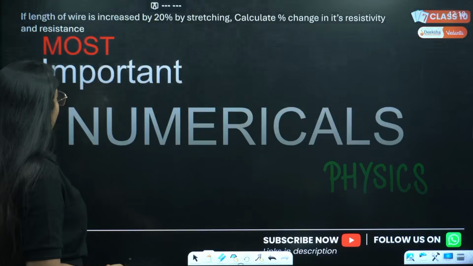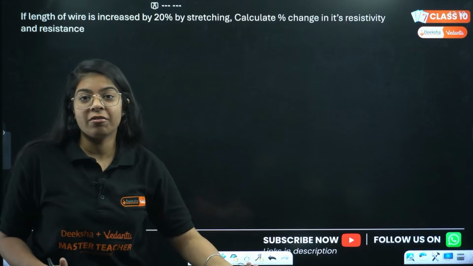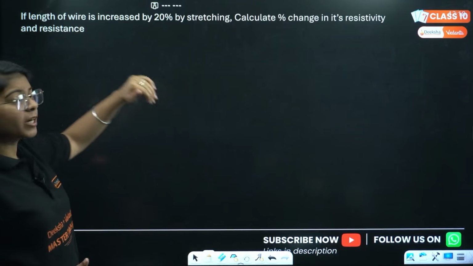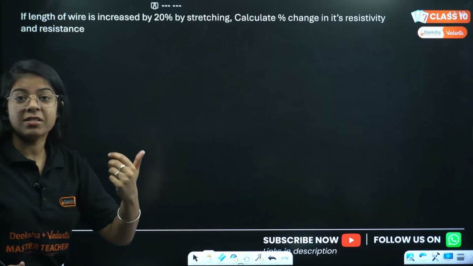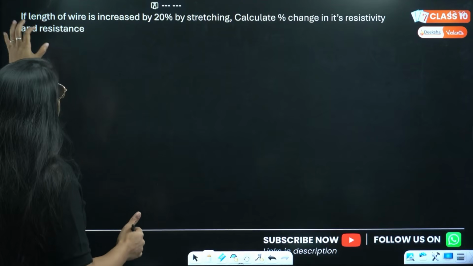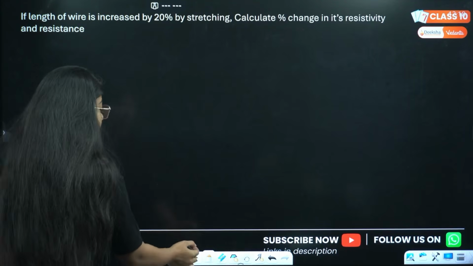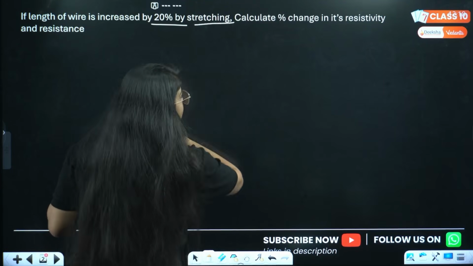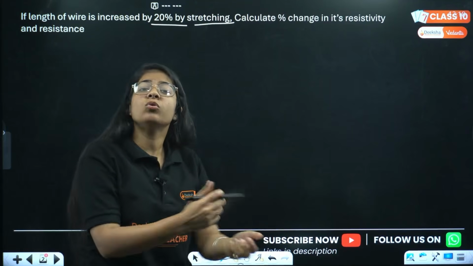Okay, let's move on. The first we have a very important concept, that is stretching of wire, how resistance changes as the wire stretches. We know this question has been repeated again and again in the PYQs, in the past question papers, in the sample papers as well. So let's look into how to approach this question, right? If the length of wire is increased by 20% by stretching, calculate the percentage change in its resistivity and resistance. How to approach this question?